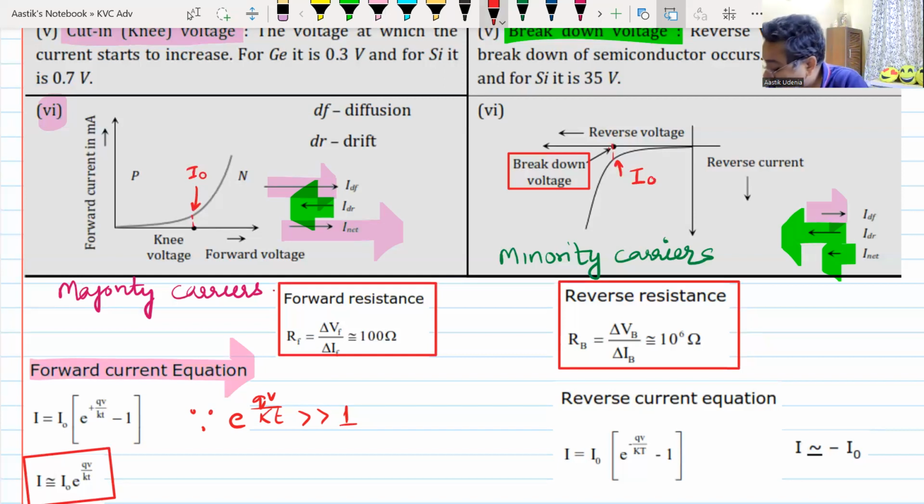So in the reverse case, reverse biasing, this I will always be equal to minus I naught, minus only indicating the direction is reversed. Here, in case of forward biasing, this current will rise exponentially, and that is what you have to note down. I'll give you a minute to note this down.